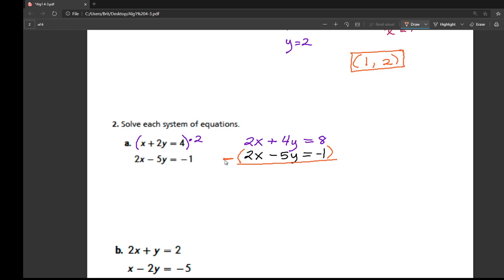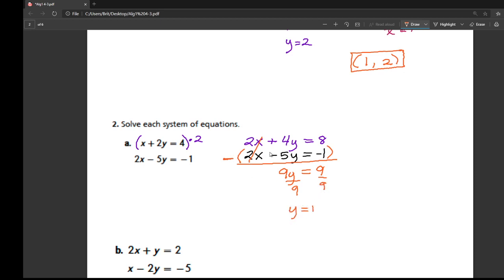So 2x minus 2x, that's 0. So 4y minus negative 5y. 4 minus negative 5 is the same thing as adding, so that's a positive 9y. And then 8 minus negative 1 is 9. And then you could divide by 9 to get y equals 1.